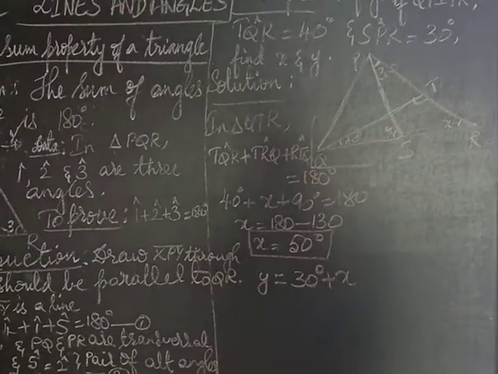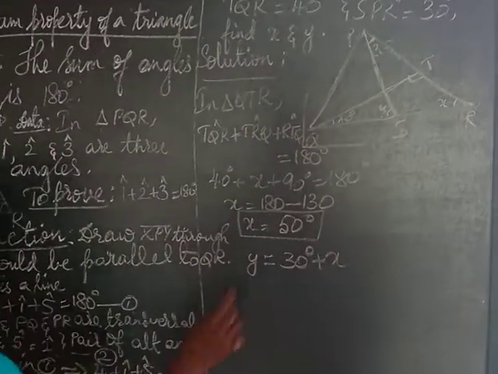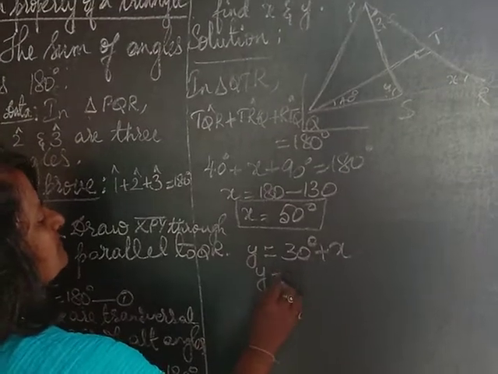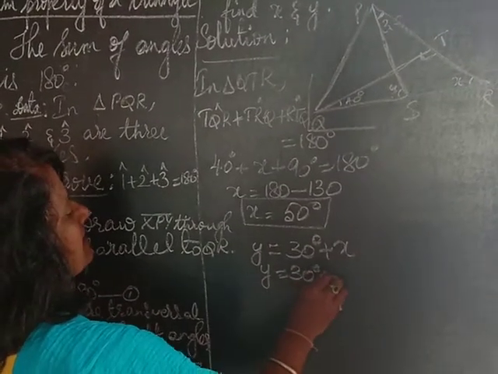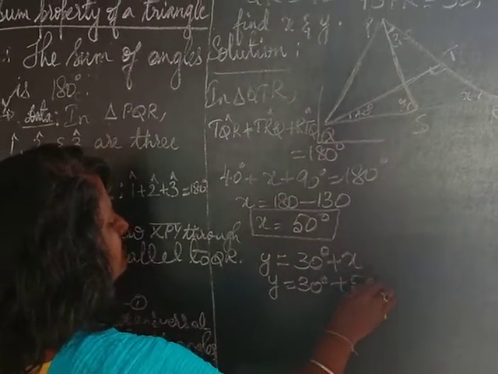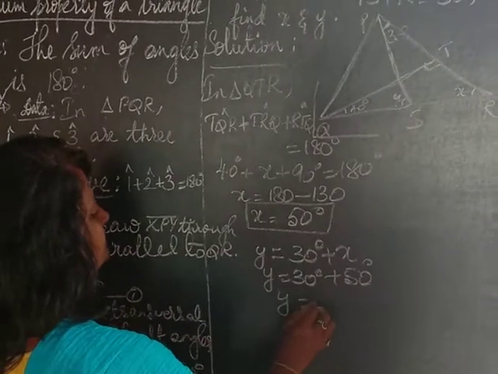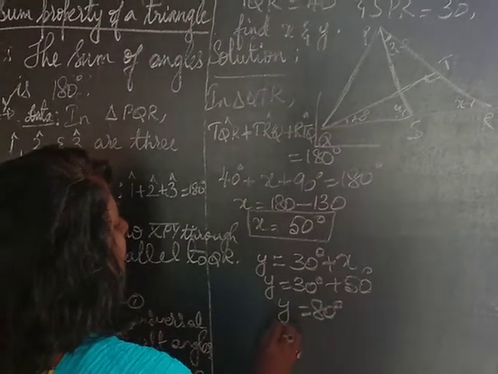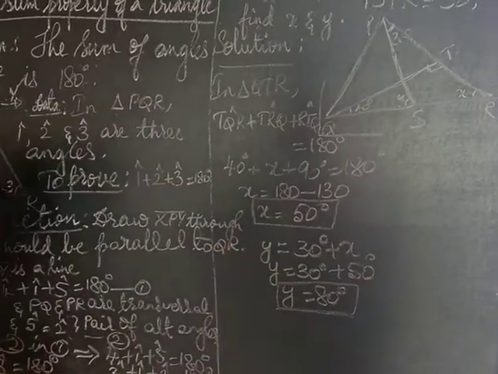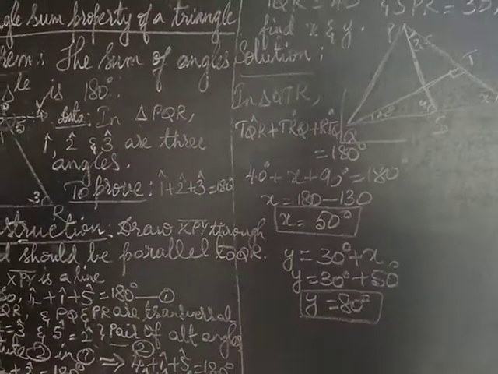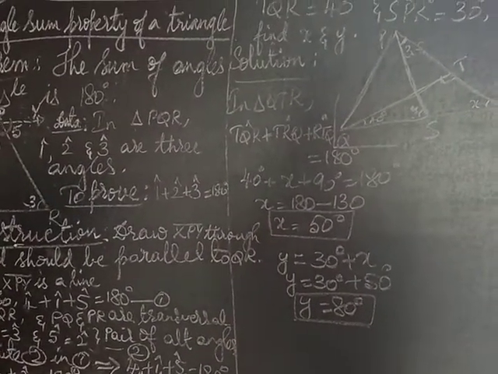Now, let us see. Y is equal to 30 plus X, which is 50 degree. Y is equal to 80 degree. Angle Y is equal to 80 degree. This is the answer, children.